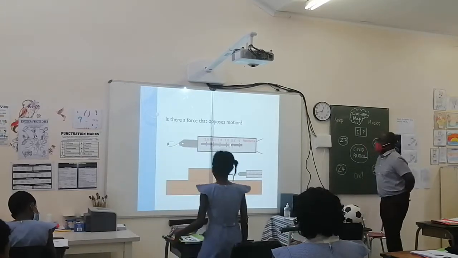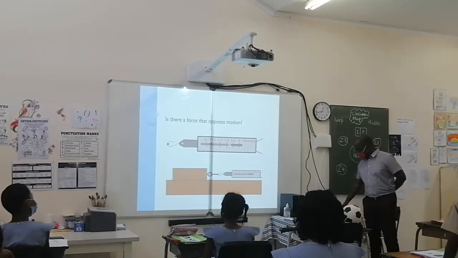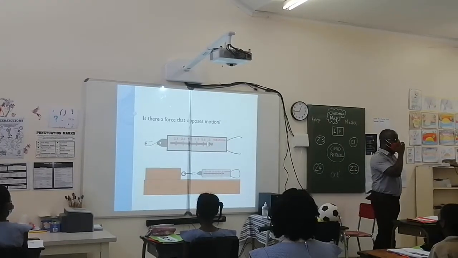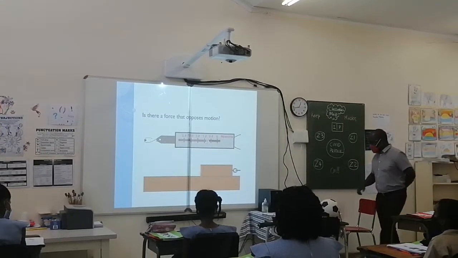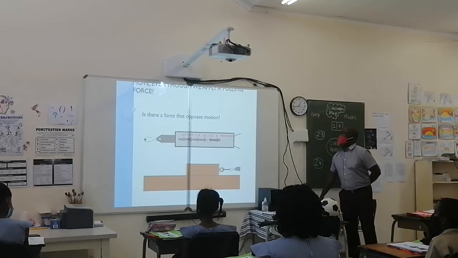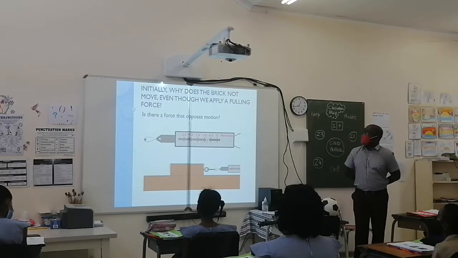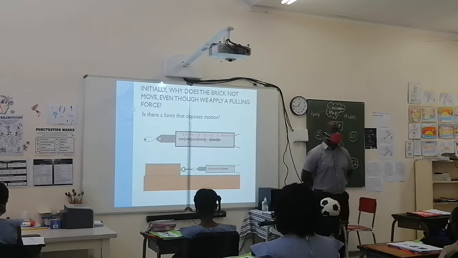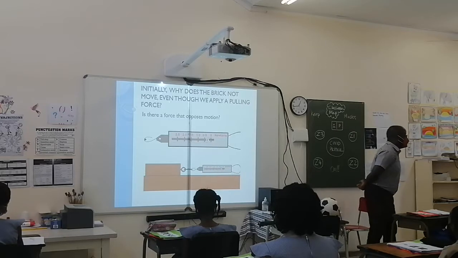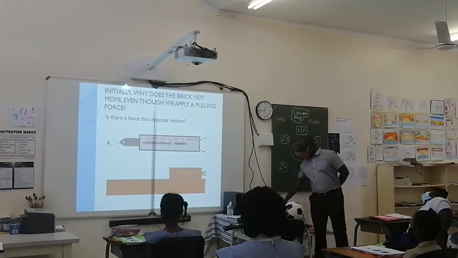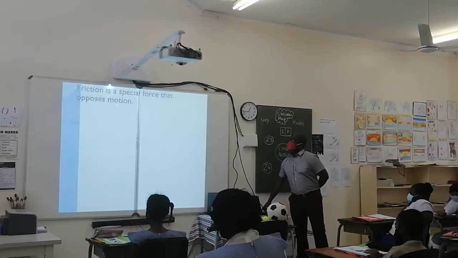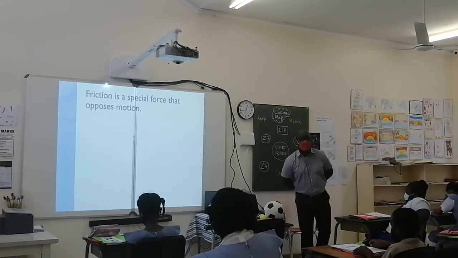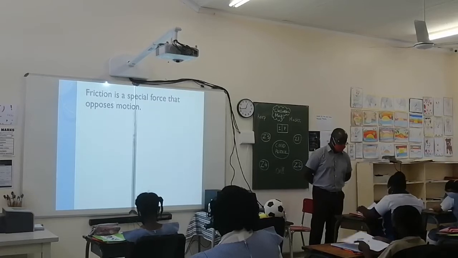So is there a force that opposes motion? Yes or no? Yes. And according to Ushe, what is the name of that force? Friction. Fantastic. So we say initially, why does the brick not move even though we apply pulling force? It doesn't move because of the force of friction. Very good. Now we're doing worksheet 3. Almost done. We said that friction is a special force that opposes motion.